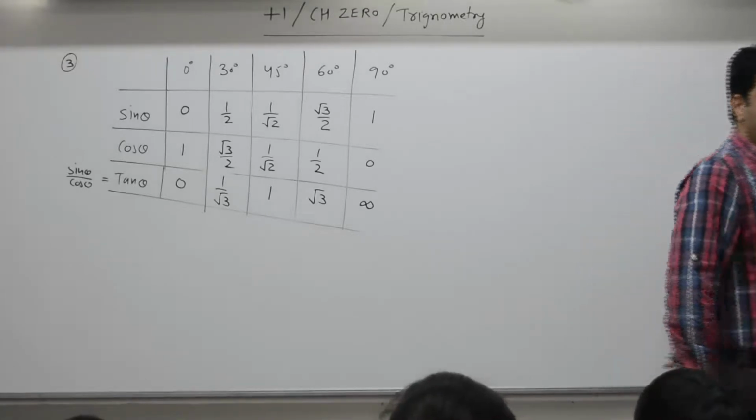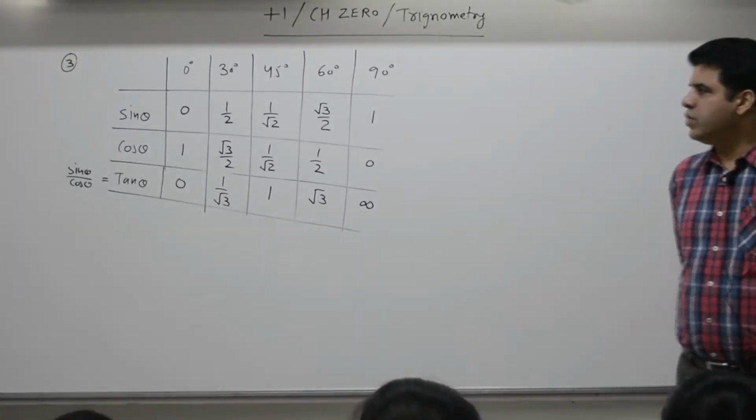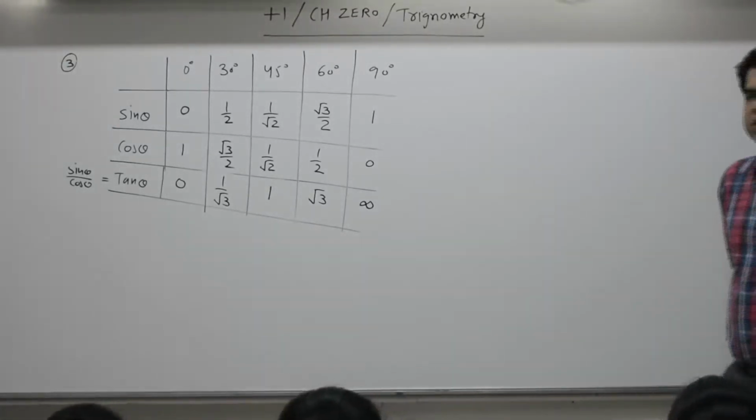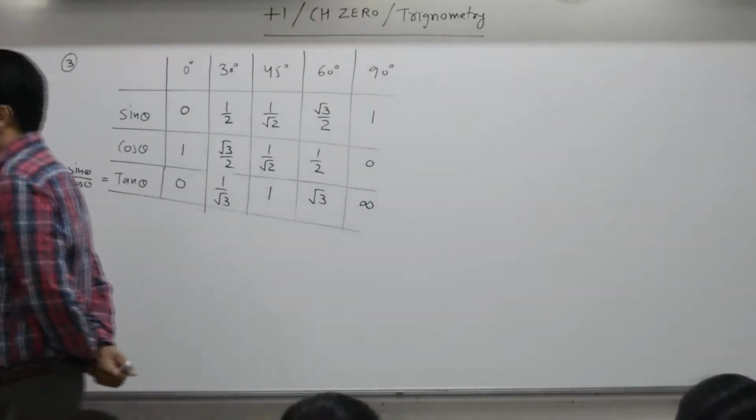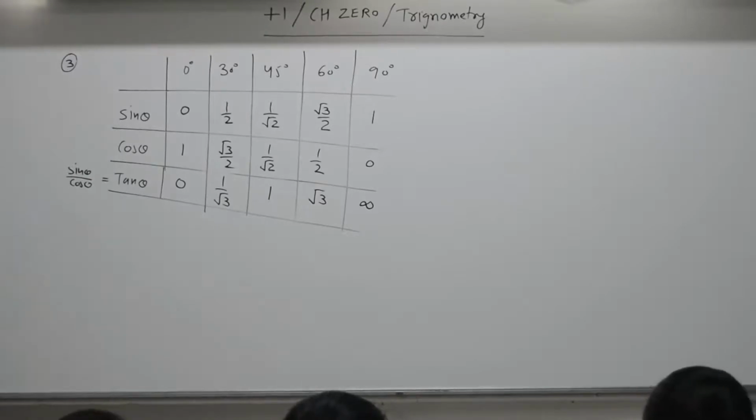So that means you know the values. All values for 0 to 90, be it sine, cos or tangent, are positive. Close the book.